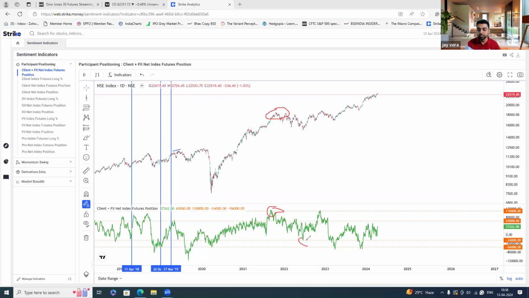So over here as well, you could see that there was a bottom that was formed. Over here, it was a top. Over here, it was a bottom. Okay, and over here, it was a bottom.